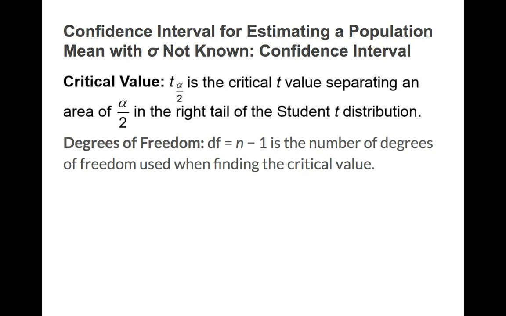What in the world is t? What are degrees of freedom? What in the world is a student t distribution? We've never talked about this, and that's right, we haven't, but we're going to right now. So I just want to first point out that the critical value t sub alpha over 2 is the exact same idea as z sub alpha over 2. We're looking at a value with an area of alpha over 2 in the right tail, but we're going to find it using a different distribution. And this is because we have no idea about the population standard deviation. That is why we have to use this different distribution. So let's talk about the student t distribution.